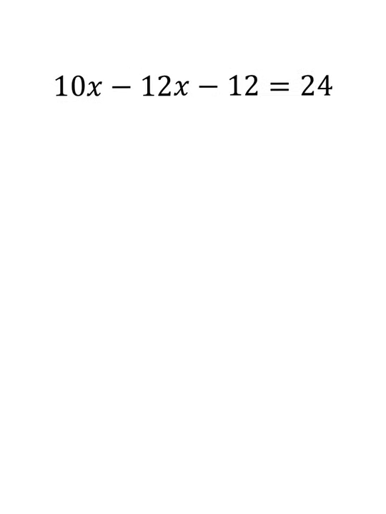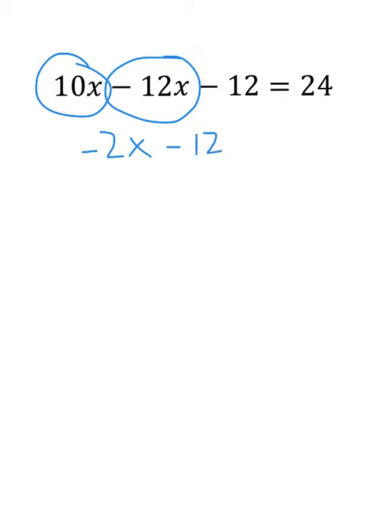All right, let's look at this next one. Like terms: we have a 10x and we have a negative 12x. Then we have this other negative 12, so we don't do anything with that right now. We'll take 10x minus 12x. We take 10 and take away 12, leaving us with negative 2x minus 12 is equal to 24. Now we can solve our equation.